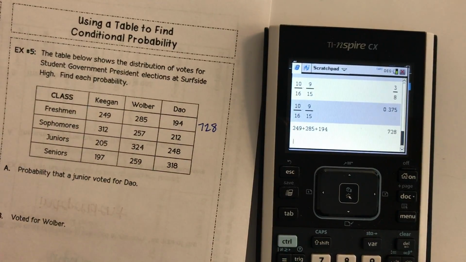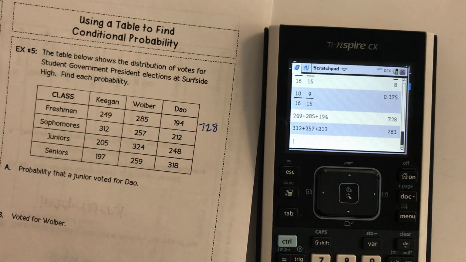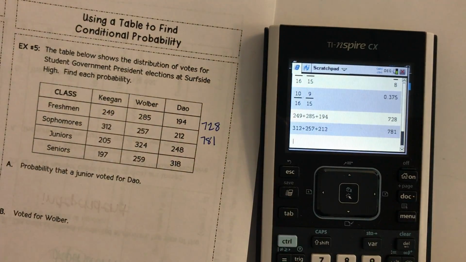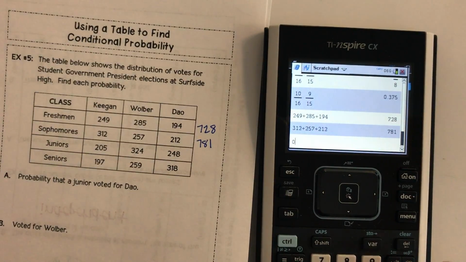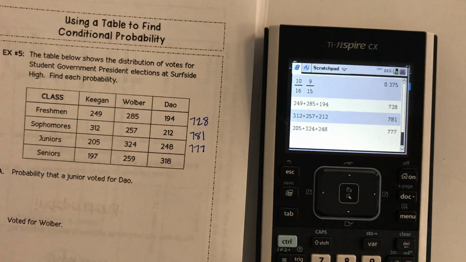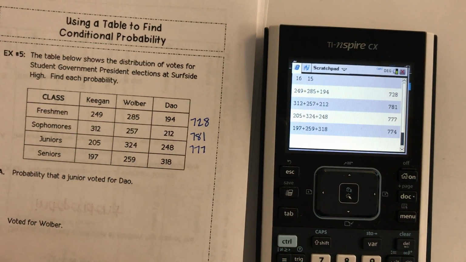Okay, so how many total sophomores? 312 plus 257 plus 212. 781. This is a big school. Okay, and then how many juniors? 205 plus 324 plus 248. 777. And how many seniors? 197 plus 259 plus 318. 774.